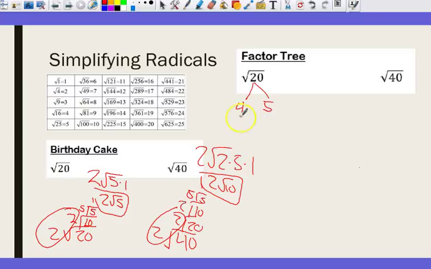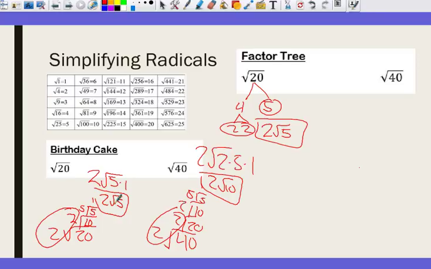4 is divisible by 2 and 2. So what do we have? We have a 2, a 5. How many pairs of 2s do we have? 1, so that goes on the outside. What's left over? A 5 on the inside. Is that the same answer as this? Yeah. Let's do the same thing for 40.